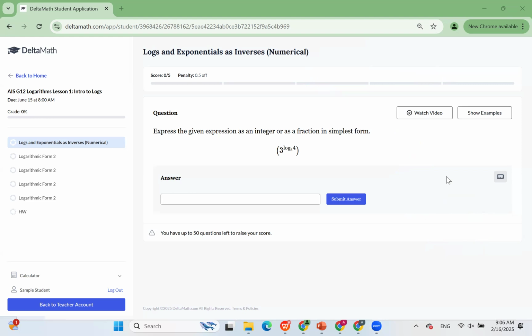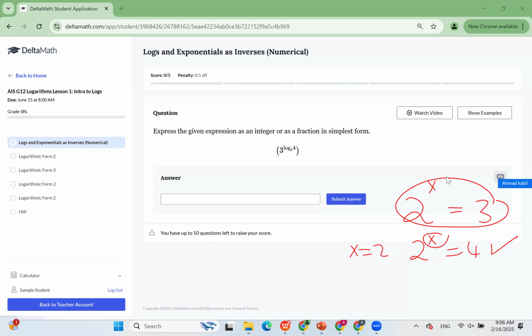And logarithms help us to solve the problem, for example, of 2 power x equals 3. Because 2 power x equals 4 is easy to solve. We should know that 2 power 2 equals 4, so x equals 2. This is easy. However, this is a difficult problem to solve, and we need logarithms for that.